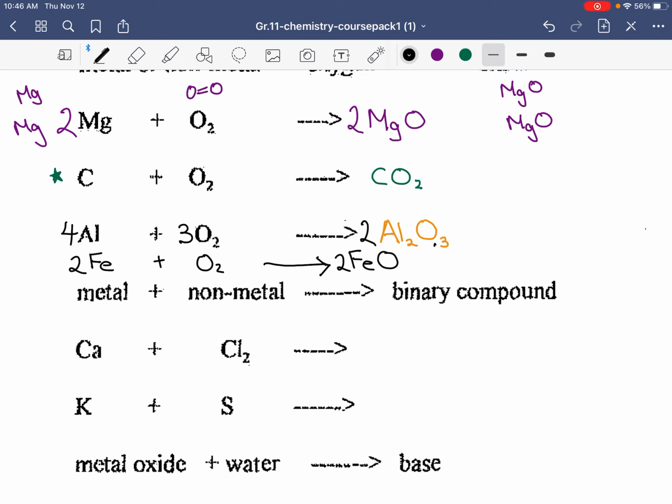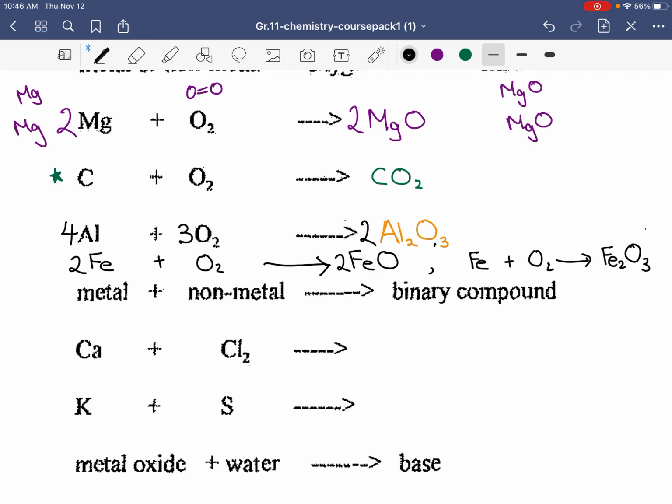Now, to actually get full marks on this question, you have to have a separate reaction where Fe plus oxygen gas can also give you this combination, Fe2O3. This is based on the fact that this Fe is a 3+ Fe.